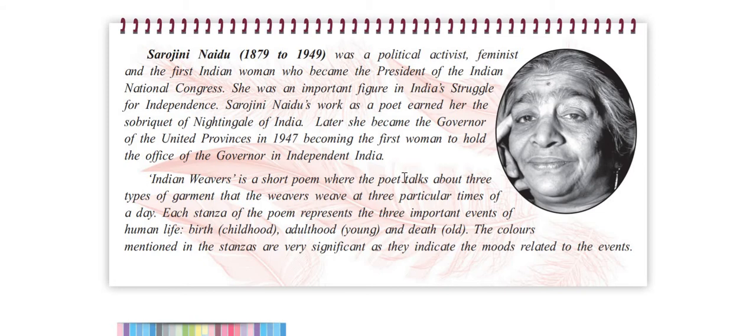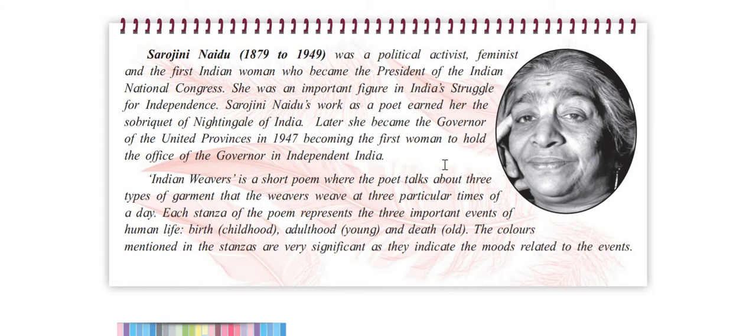And it's a very short poem about three stanzas and three different garments, and each garment represents a different stage of life. So, Sarojini Naidu, one by one, takes us through the different stages of life.